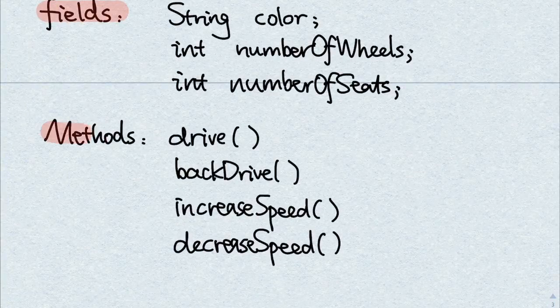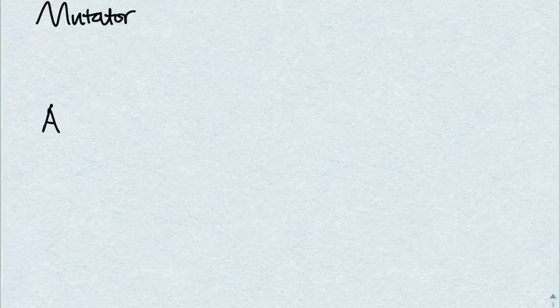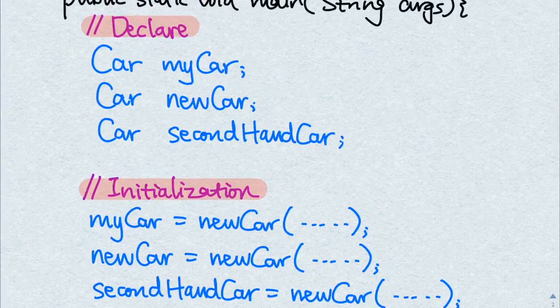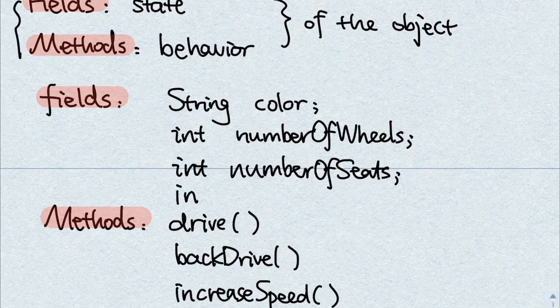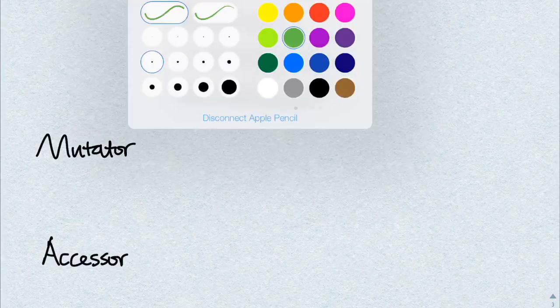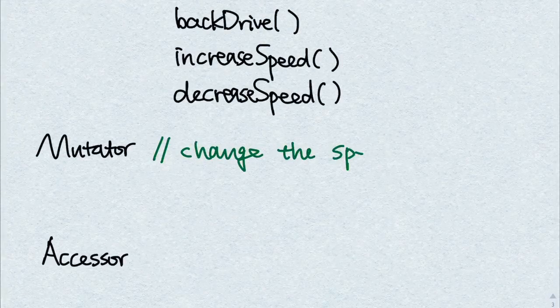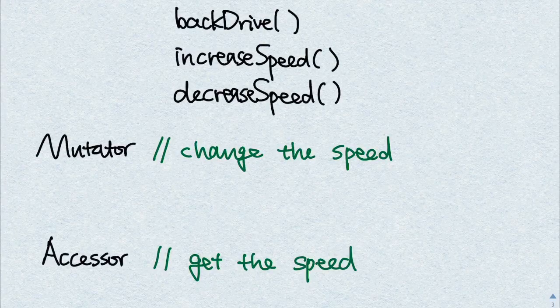There are two special methods in a class, which are mutator and accessor. Before we talk about this, let's add a new field speed in our class of car. So our mutator has the function of changing the speed of the car, and our accessor is used to help us find out what the speed is. We will elaborate on this later.